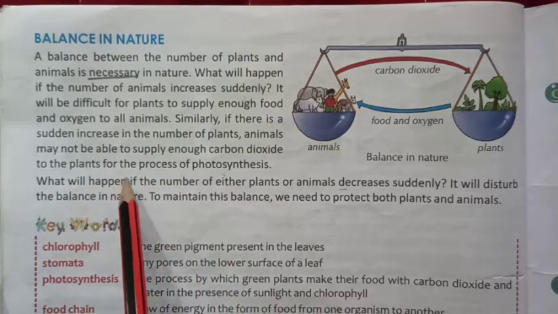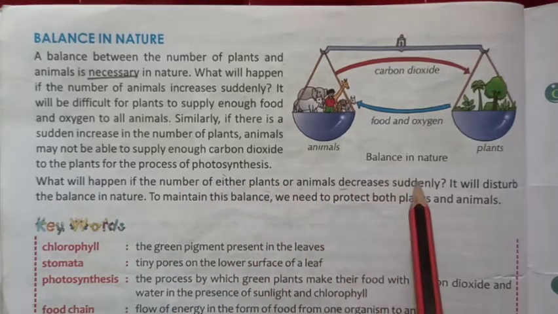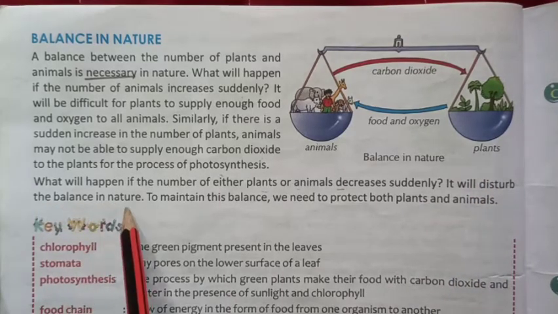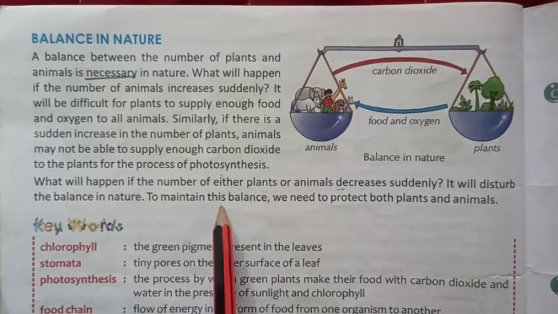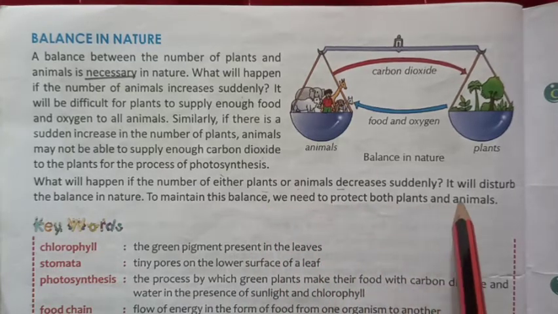What will happen if the number of either plants or animals decreases suddenly? It will disturb the balance in nature. To maintain this balance, we need to protect both plants and animals.